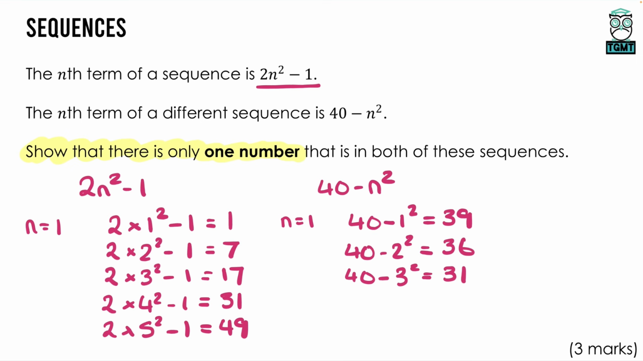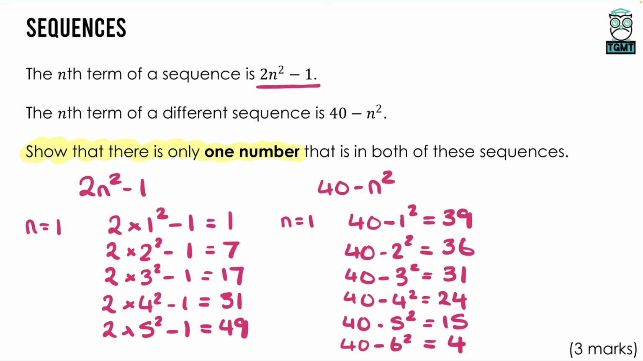But our sequence on the right doesn't necessarily show that we're not going to hit 17, 7 or 1 really. So we should probably do a few more. So 40 minus 4 squared, which is 40 minus 16, which gives us 24. We then have 40 minus 5 squared, which is 40 minus 25, which is 15. We still haven't got a match. And then 40 minus 6 squared, which is 40 minus 36, which gives us 4. And the next number is going to go into the negatives. So we've shown here that we have got a match. We've got 31 in both of those sequences.